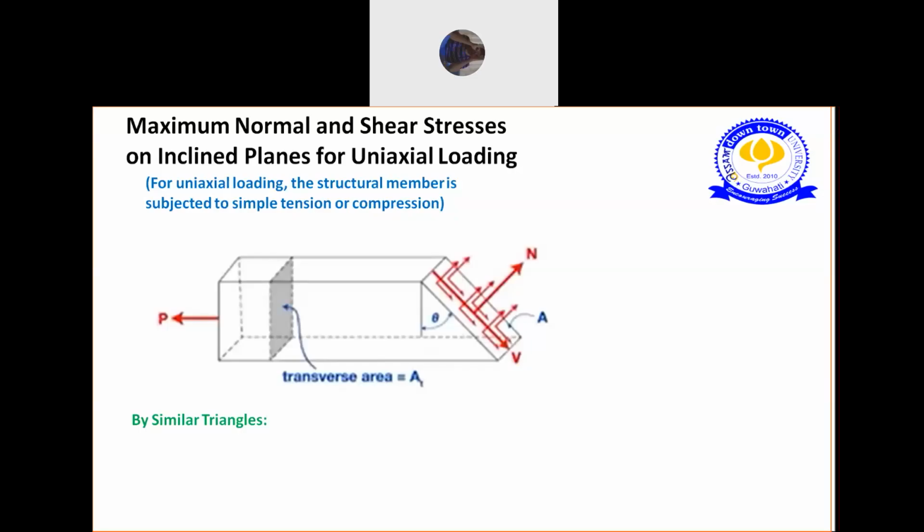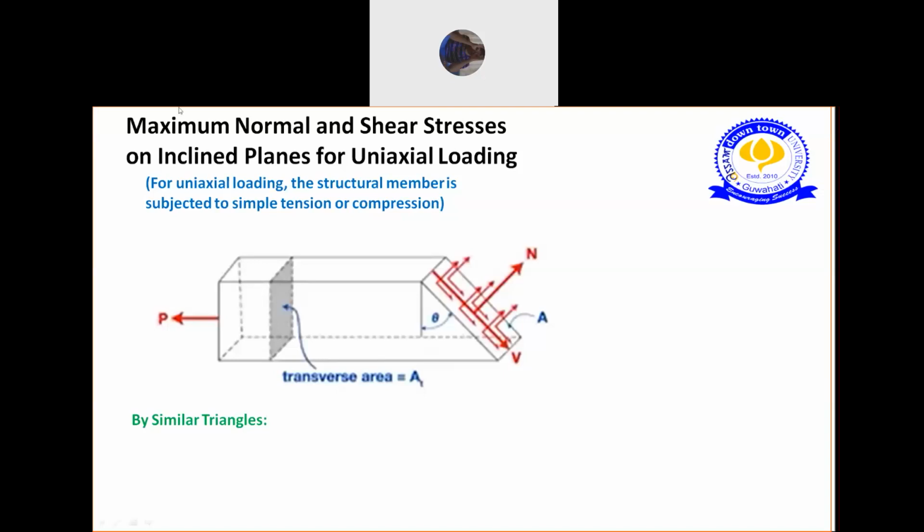So we'll continue with the class. Hope this part was clear to you all. Similar triangle, how we got the A values, or shall I discuss once more? That shear stress formula was tau equal to V by A, right? Yes. So we have to find V, no?